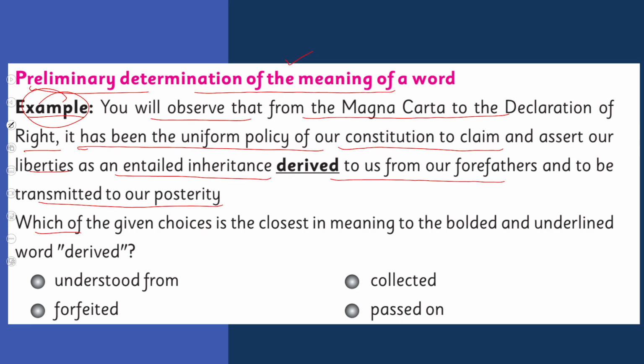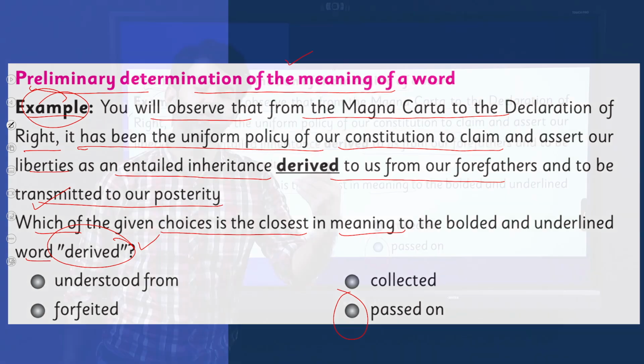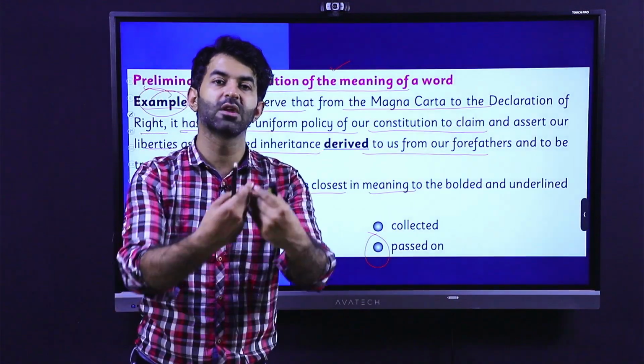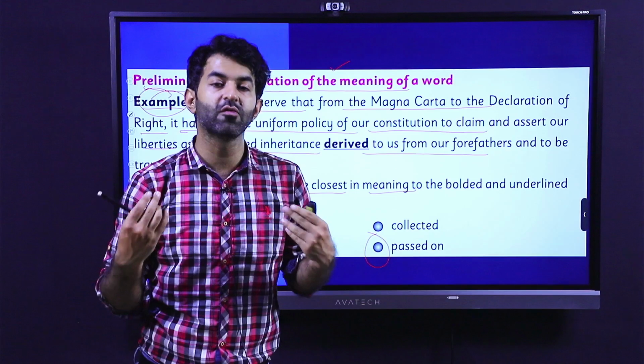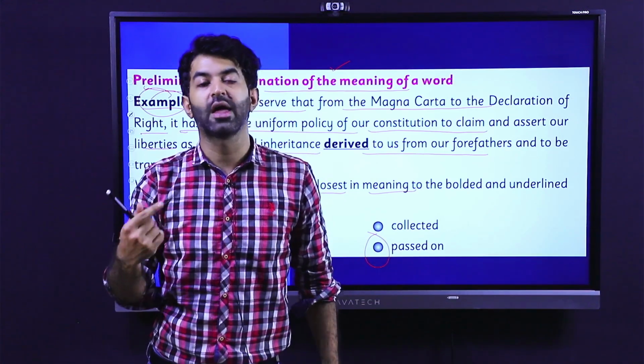Now, which of the given choices is the closest meaning to the bolded and underlined word? Without taking help from the resource or reference materials, we are going to figure out the word derived. So, derived, inheritance derived to us from our forefathers. Here, derive means passed on, because this is given on from one generation to the other. This is passed on, just like we pass something to somebody else. So this is how we determine the meaning of any word.